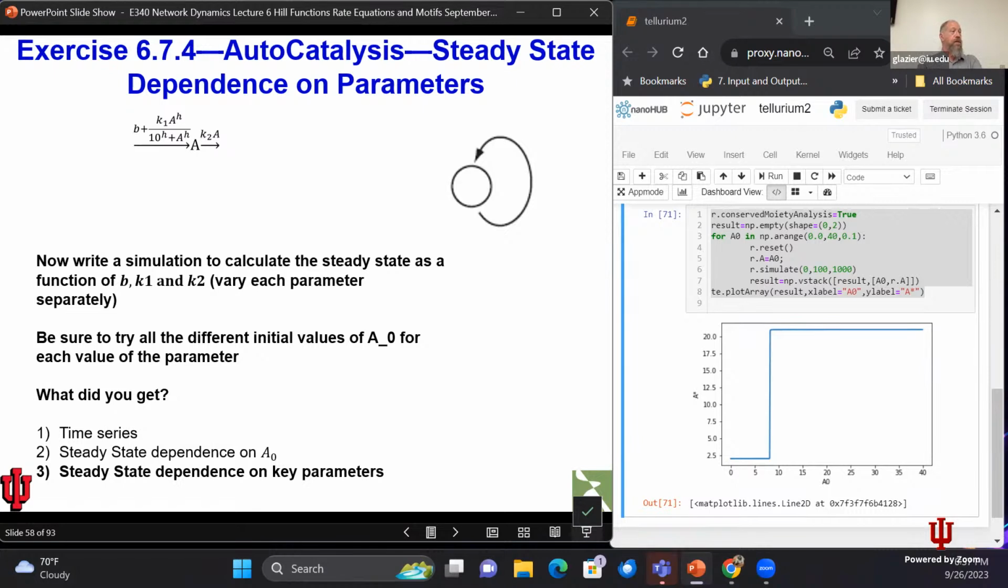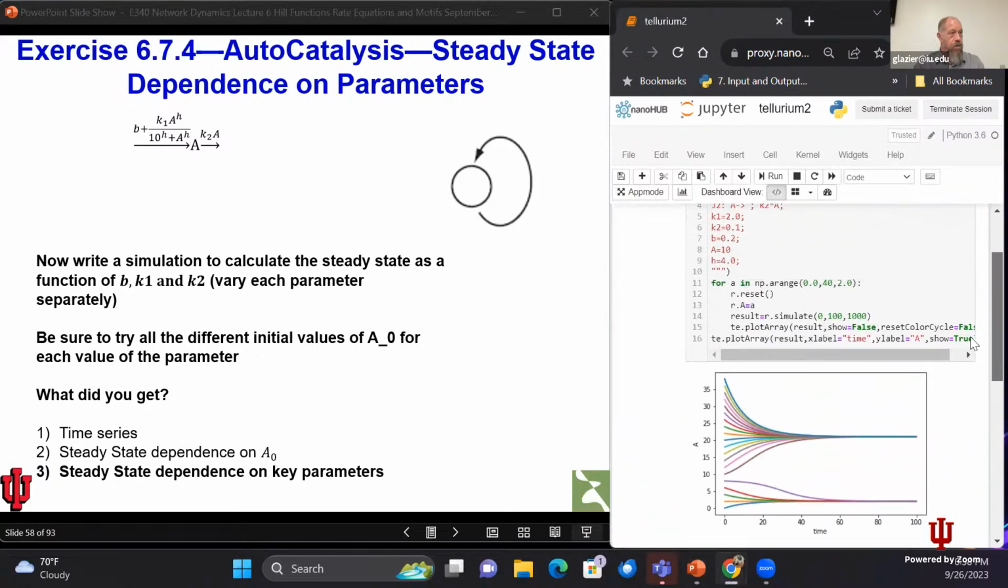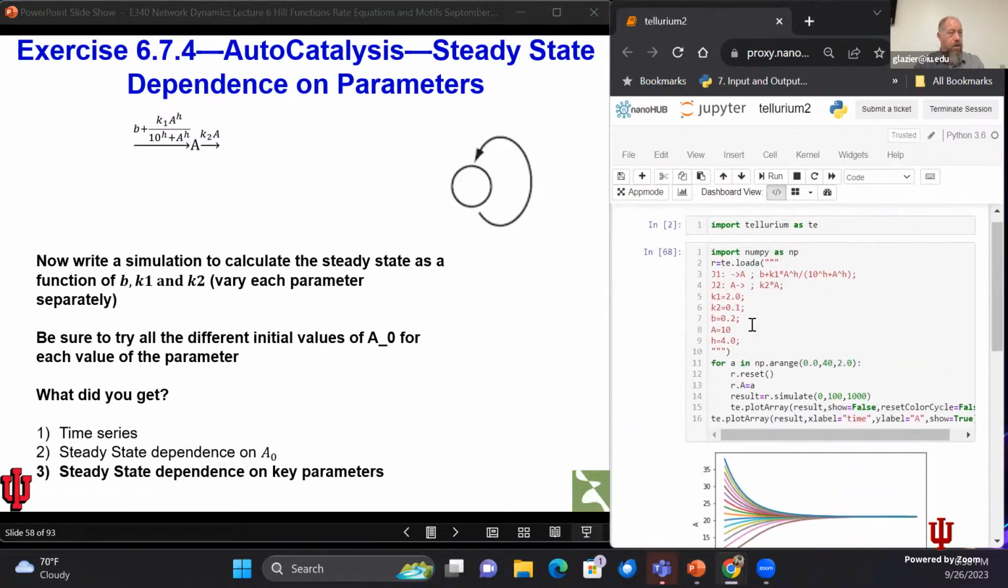So for example, if I'm changing the value of B, the initial value of B that we had here was 0.2. So change values of B from 0 to 1. For each value of B, run over the different values of A, find out what the final value of A is, and stack it. Does that make sense?